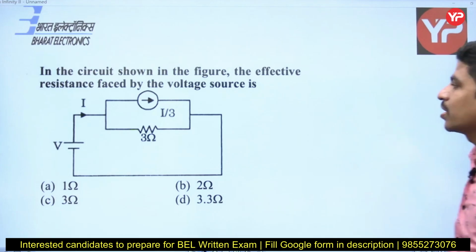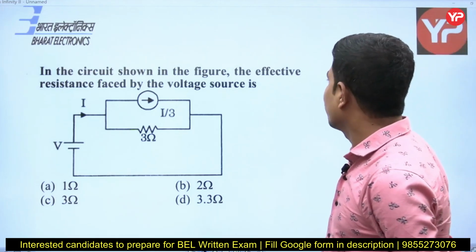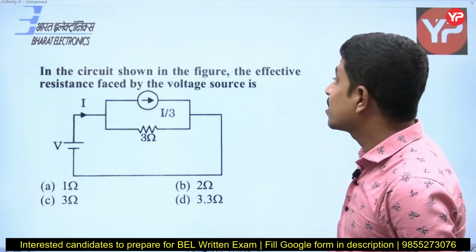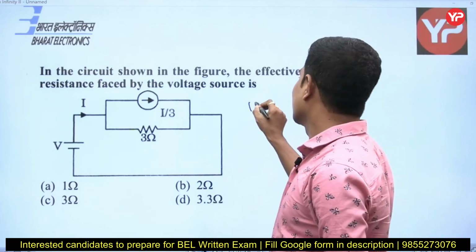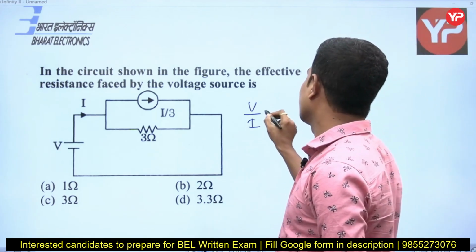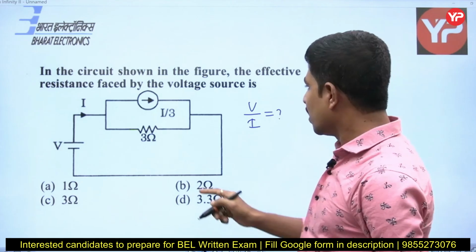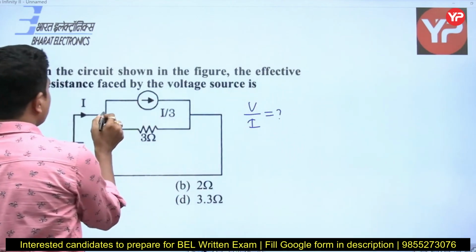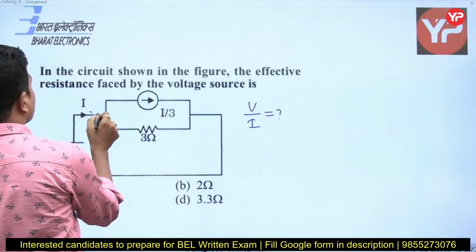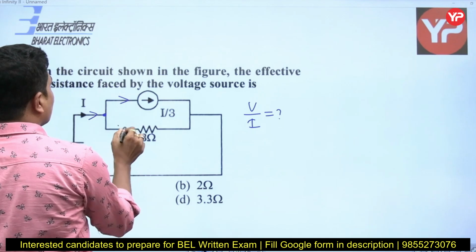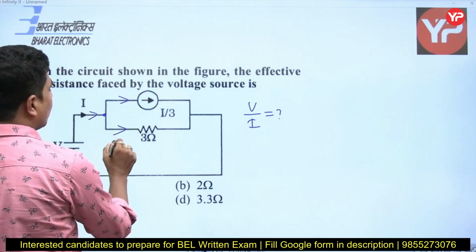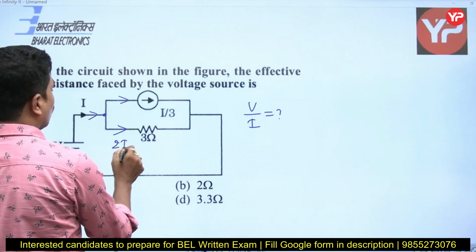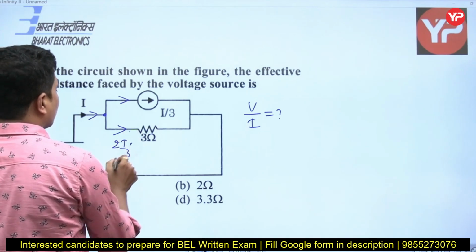Next question, please. In the current source shown in figure, the effective resistance faced by the voltage source is, means he is asking V by I. So this is I. At this node, apply KCL. This is I, this is I by 3. This will be I minus I by 3, this is 2I by 3.